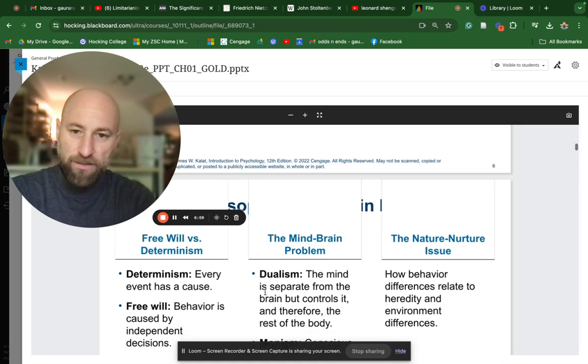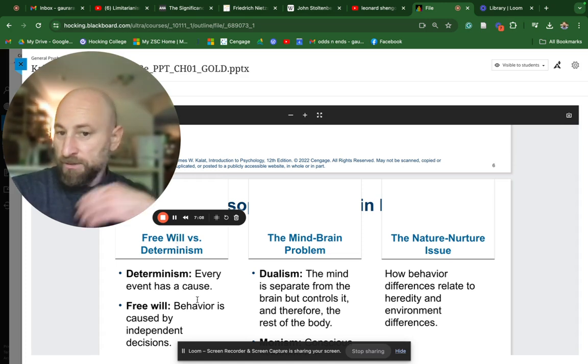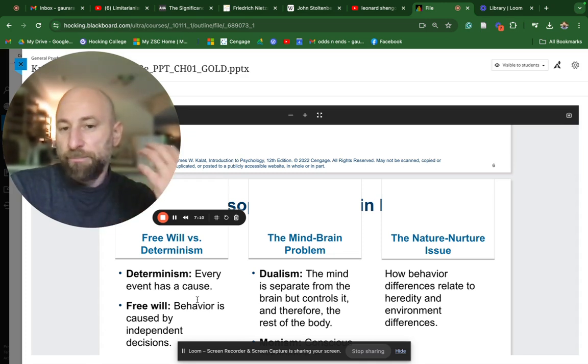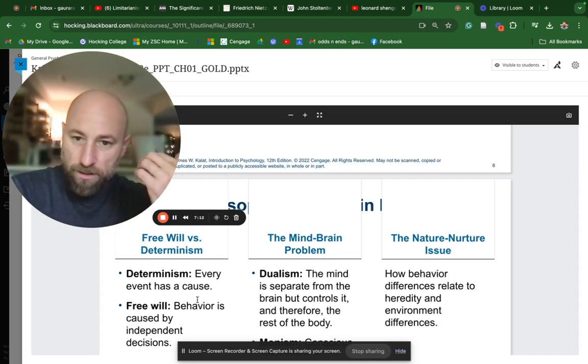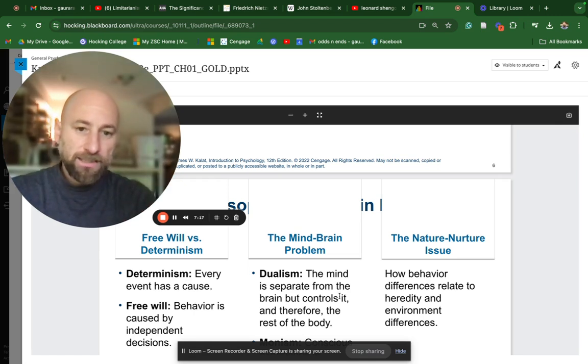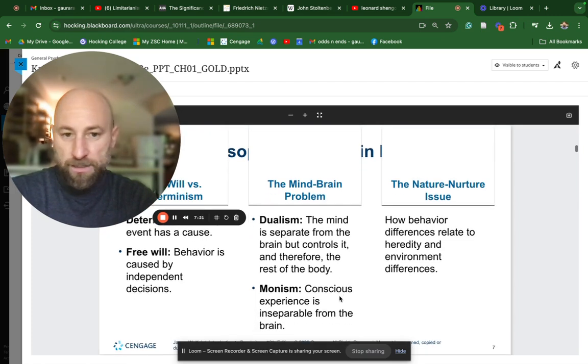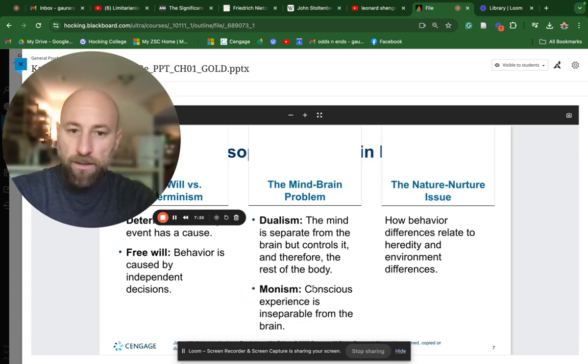Here's some of the philosophical stuff, some early philosophical questions that are relevant to psychology in some ways. Free will versus determinism. Basically, determinism says every event has a cause. It feels like we make decisions freely. Science is firmly on the side of determinism. Dualism is the idea that the mind is separate from the brain but controls it and the body. Monism says conscious experience is inseparable from the brain. Obviously, modern science is firmly in this camp for the most part.